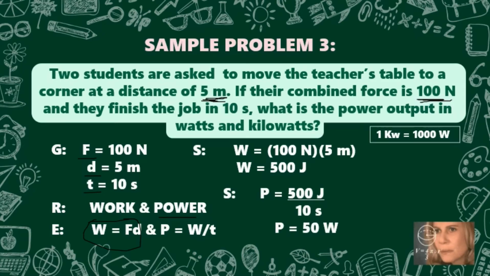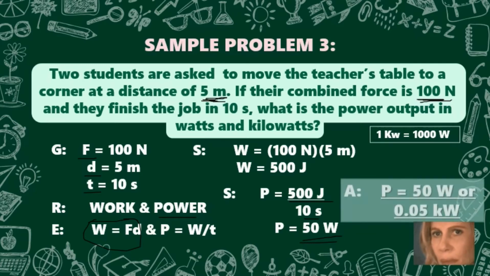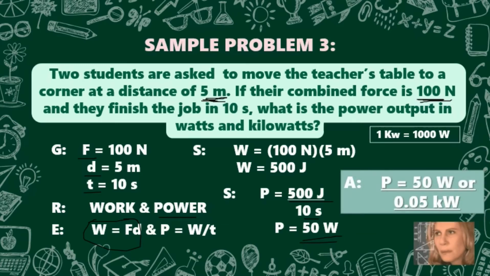So, for power, P equals 500 joules over 10 seconds. So, the answer now is 50 watts. Very good. Paano naging 50? Dahil i-divide lang natin si 500 kay 10. Okay? So, the answer is P equals 50 watts. Or, since nasa problem ay in watts and kilowatts, ano naman ang value kapag gusto nating hanapin si kilowatts? Okay, ang value niya ay 0.05. Okay? So, let us proceed.